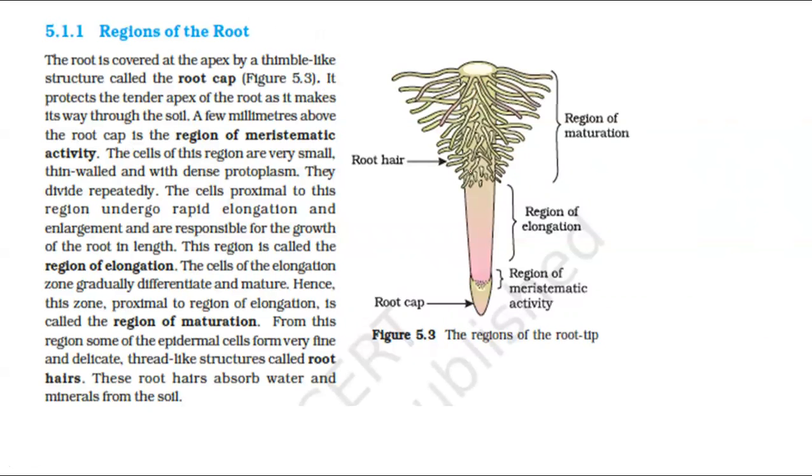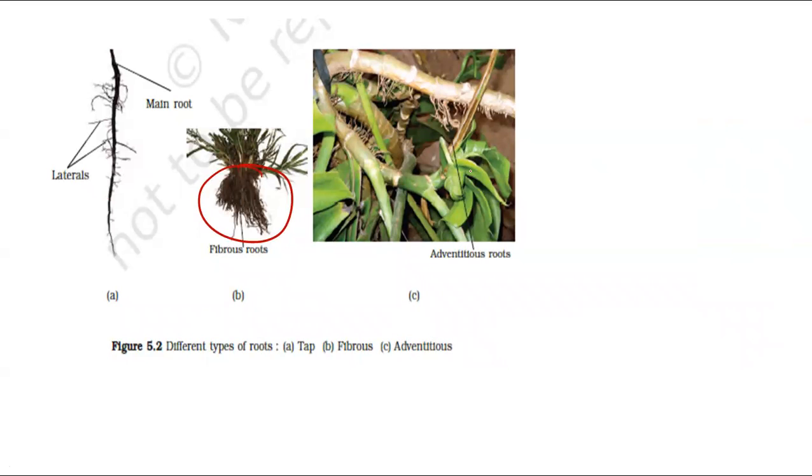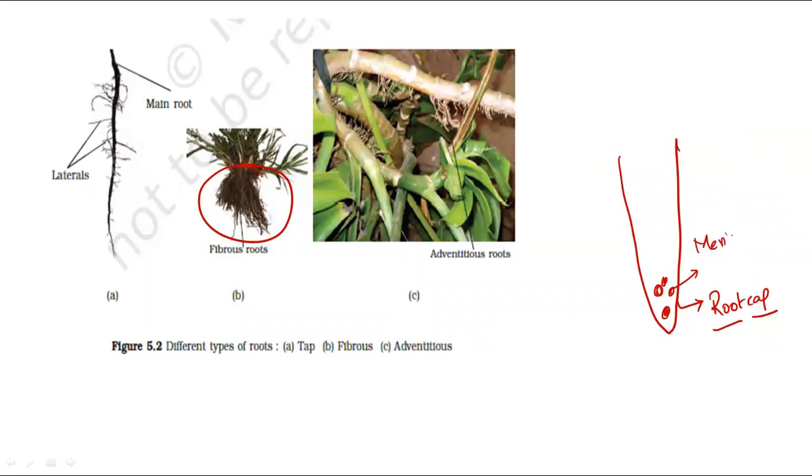Now coming to the regions of the root. First, do not look at the whole matter. Let me first explain it to you and then we can read it, okay? The root is always surrounded by a cap, called the root cap. The root is surrounded by a protective structure called the root cap. Then there are some cells called meristematic cells. These meristematic cells undergo elongation. So they elongate, increase in size, and then these cells later mature.